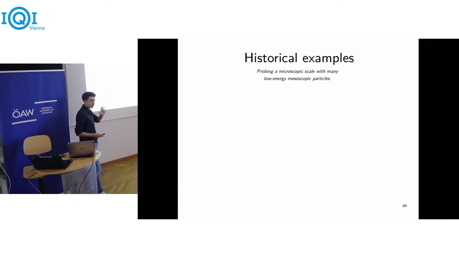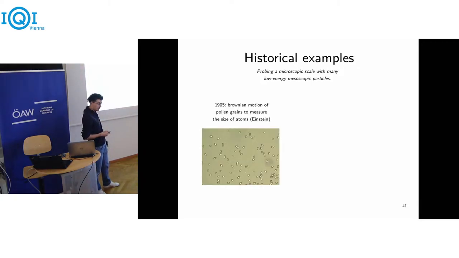Finally, to conclude and complete this intuitive understanding, I would like to give you two historical examples where we also used mesoscopic particles at low energy to probe a microscopic scale. The first example is Einstein at the beginning of last century. What he proposed was to deduce the size of atoms by looking at the motion of mesoscopic particles, grains of pollen, moving, that you could see with a microscope. It's a bit similar because you have to look at the motion of many grains of pollen to be able to compute the mean free path. And then from some theoretical model proposed by Einstein, you can deduce the size of atoms.